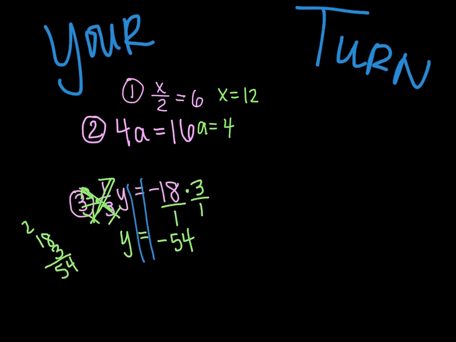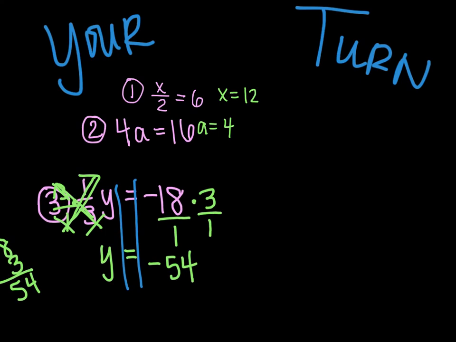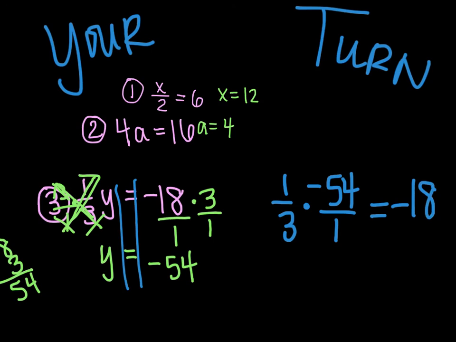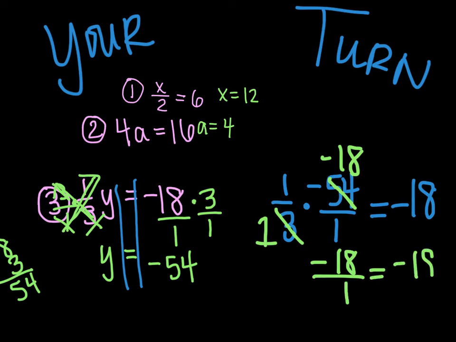Then you're going to want to check your answer just to make sure you did it right. So you're going to go back to the problem. So 1/3 times negative 54 over 1 equals negative 18. You can cross simplify this by dividing by 3, which would give you 1 here. Divide by 3, that would give you negative 18. Negative 18 times 1 is negative 18. 1 times 1 is 1, which is the same thing as 18. Negative 18 equals negative 18. That works out. I have the right answer.